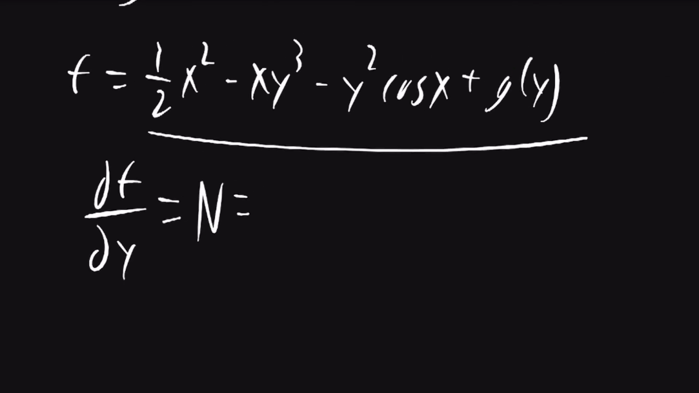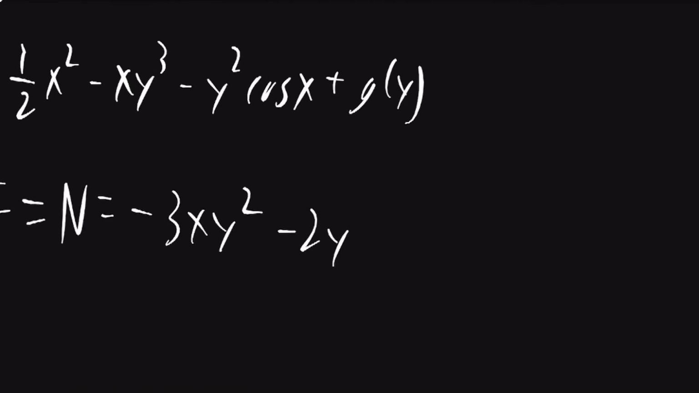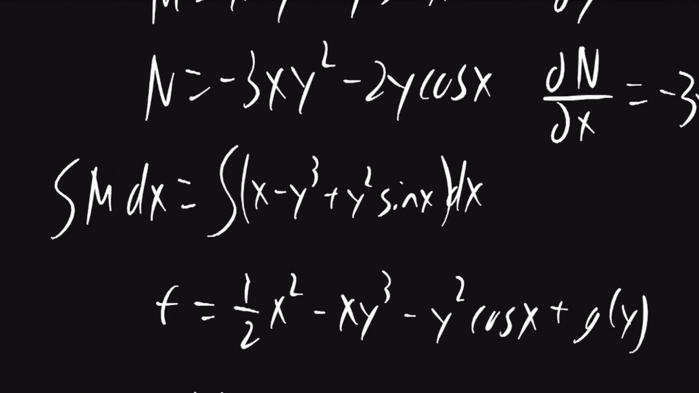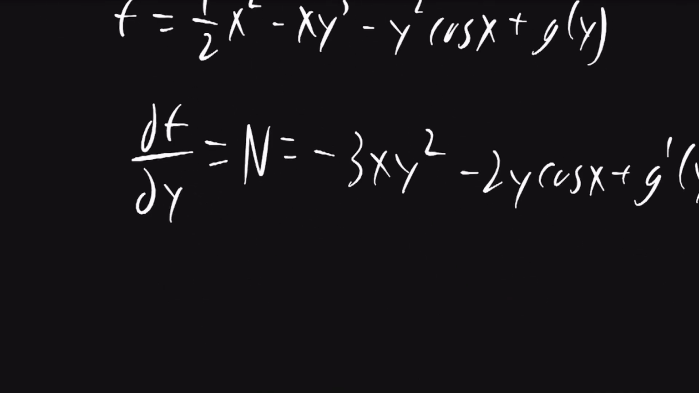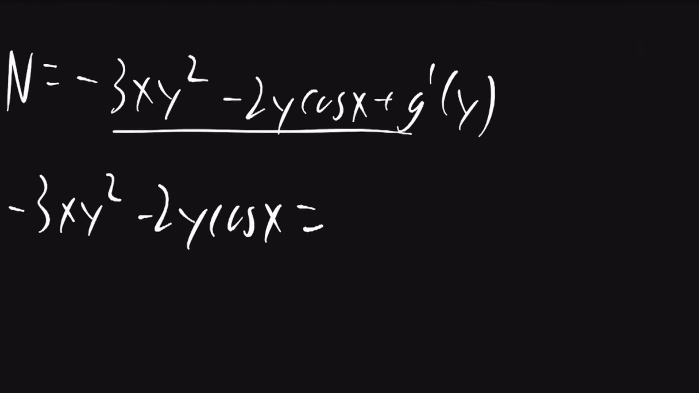So we can now find the partial derivative of that term there with respect to y. It'll be negative 3xy squared minus 2y cosine x plus g prime of y. Earlier we said N was equal to negative 3xy squared minus 2y cosine x. We can set that equal to this term here.